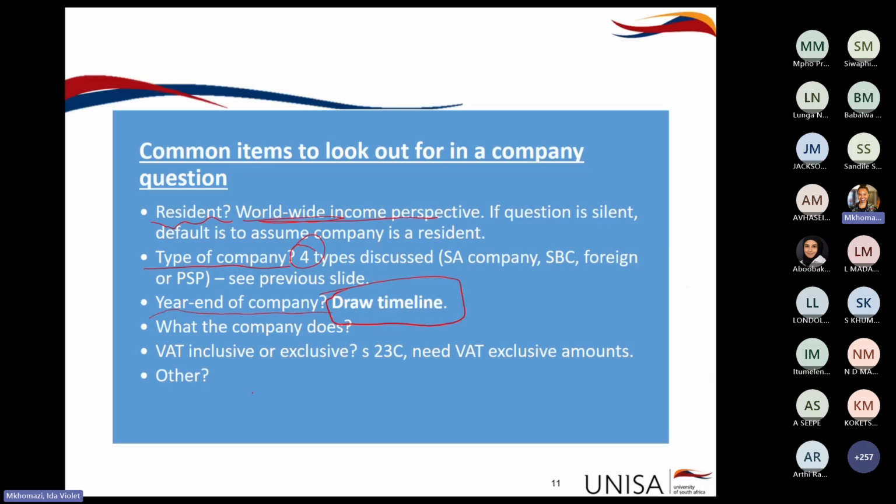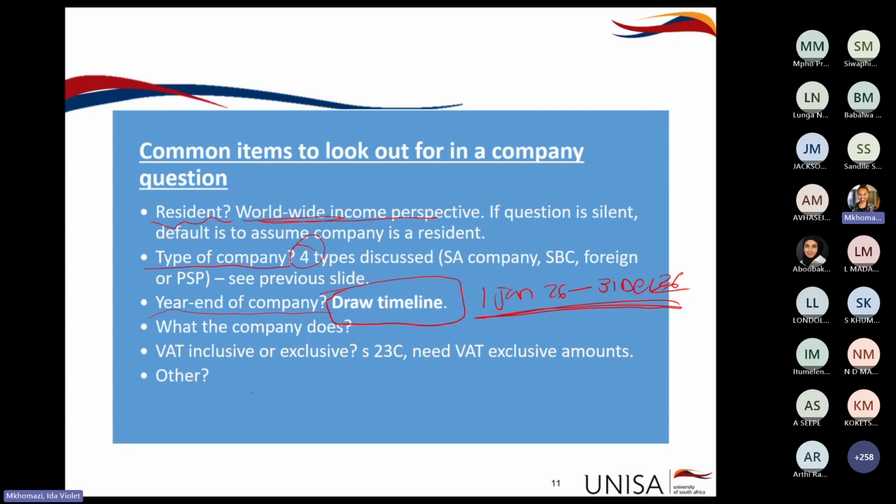For instance, if the year of assessment is 31 December 2026, then you know that the year of assessment will start on the 1st of January 26 and it will end on 31 December 26, provided, of course, that that company was trading for the full 12 months. So you are going to focus on transactions that fall in that period.